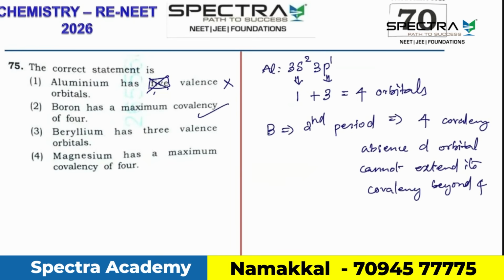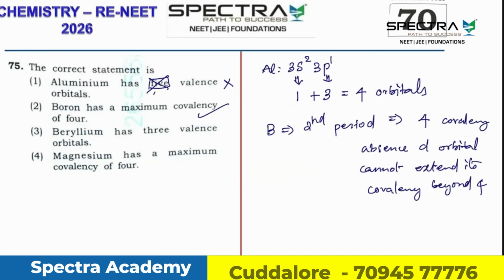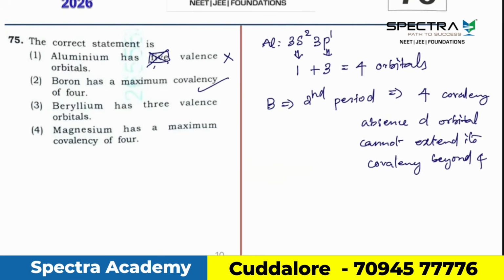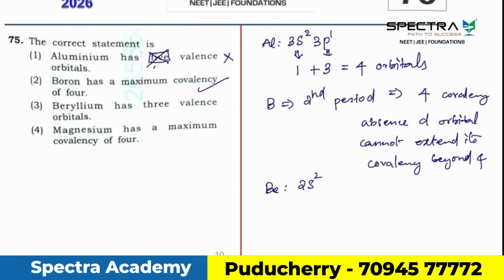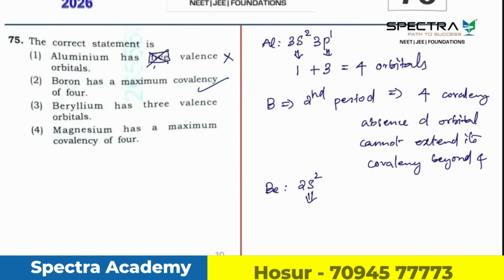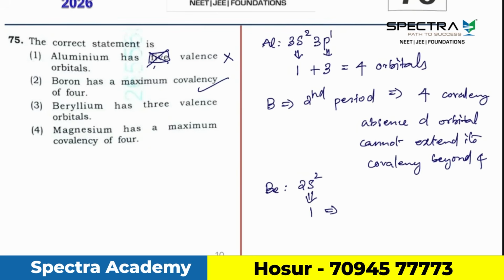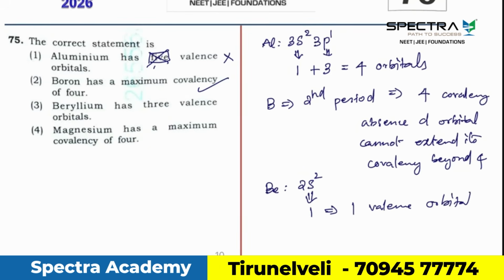The next, third statement is: beryllium has 3 valence orbitals. When you take beryllium, the valence electronic configuration is 2s2. Here the s subshell has one orbital. So we can say that it has only one valence orbital, which is incorrect in the given option. So option 3 is incorrect.